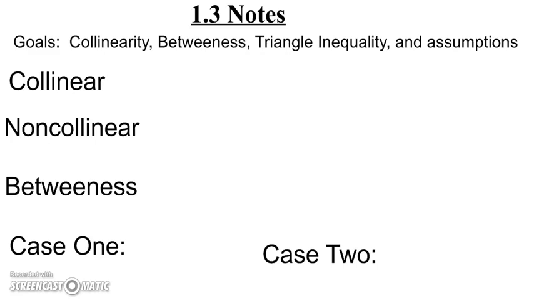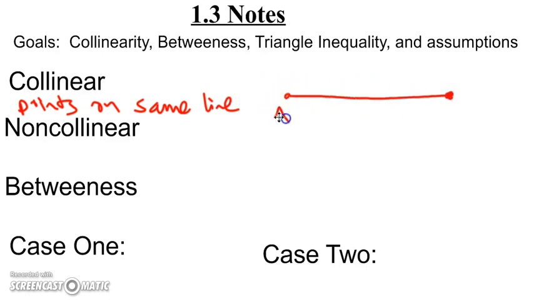Okay, today we're going to talk about collinearity, betweenness, the triangle inequality theorem, and some assumptions we can make when we're talking about our diagrams. The very first thing we're going to talk about is some definitions. With collinear, we're talking about points that are on the same line. So if I was to have a diagram of these 3 points, clearly I can see that A, B, and C are existing on the same line.